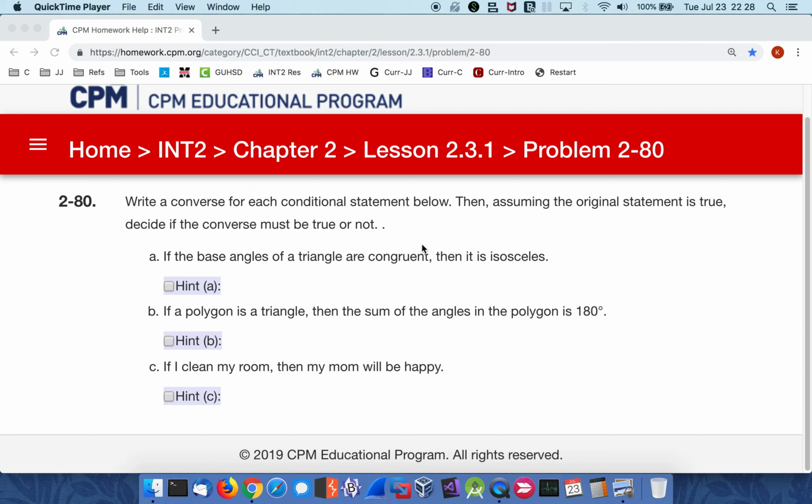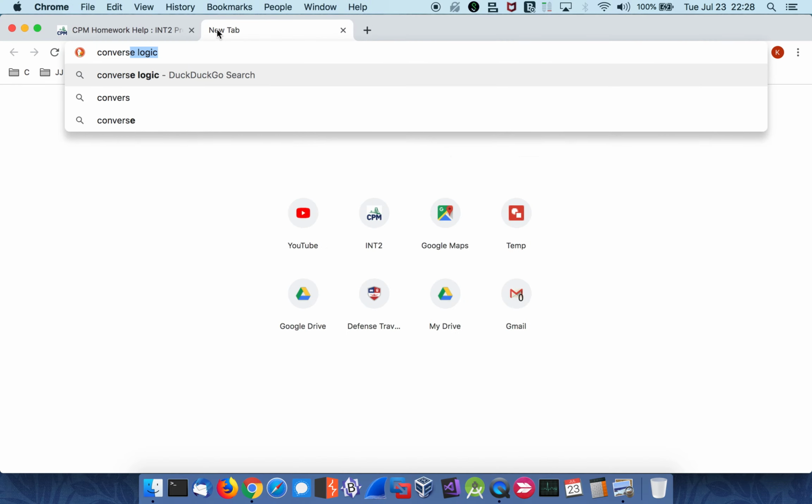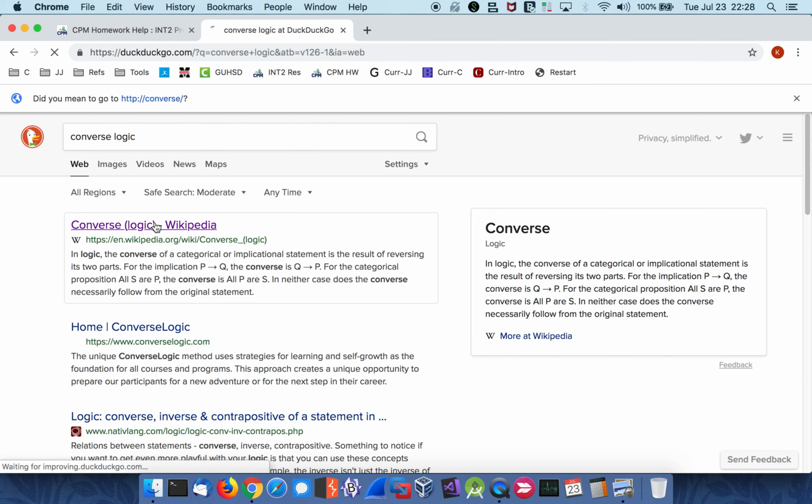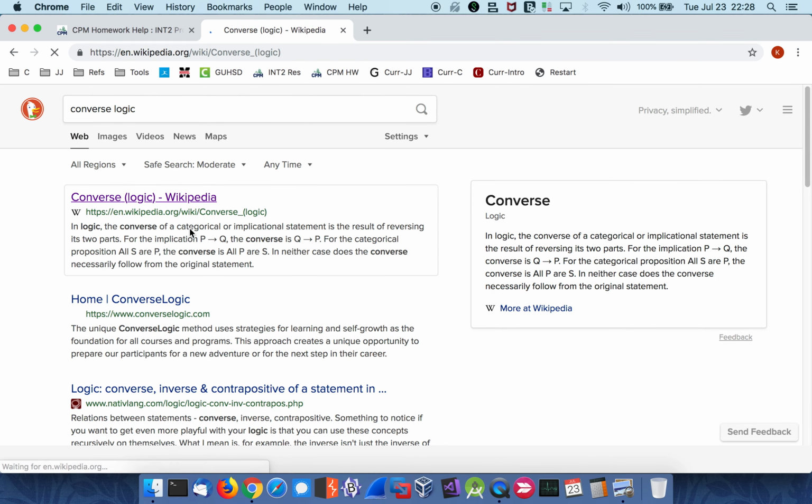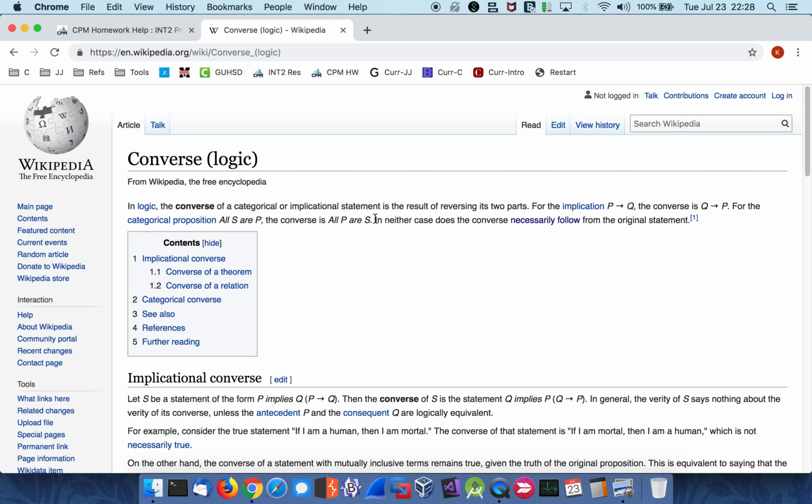Hello. All right, we're back on lesson 2.3.1 and problem 2, TAC 80. Let's see what it says here. Write a converse for each conditional statement below. Then, assuming the original statement is true, decide if the converse must be true or not. So let's search up converse logic, which I think we've actually looked at before, and just confirm what that is.